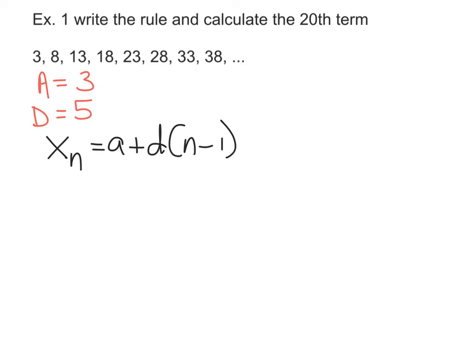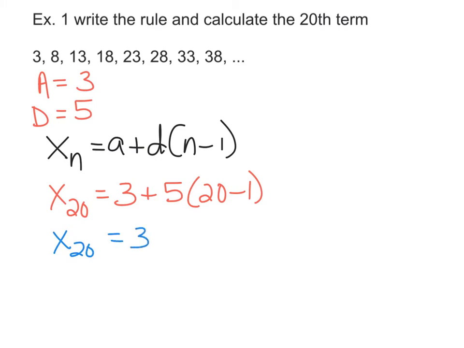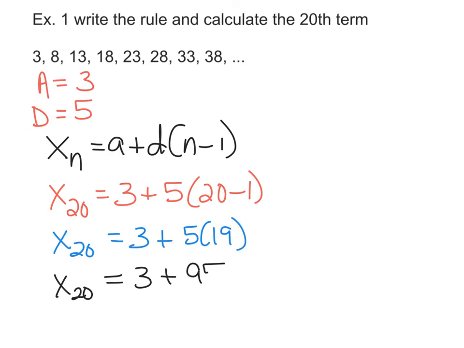Well, I do know this information right here. They want me to find the 20th term. So I'm really going to say x sub 20 is equal to 3 plus 5, parentheses, 20 minus 1. Because they told me they want me to find that. So x sub 20 is equal to 3 plus 5 times 19. So x sub 20 is equal to 3 plus 95. x sub 20 is equal to 98.